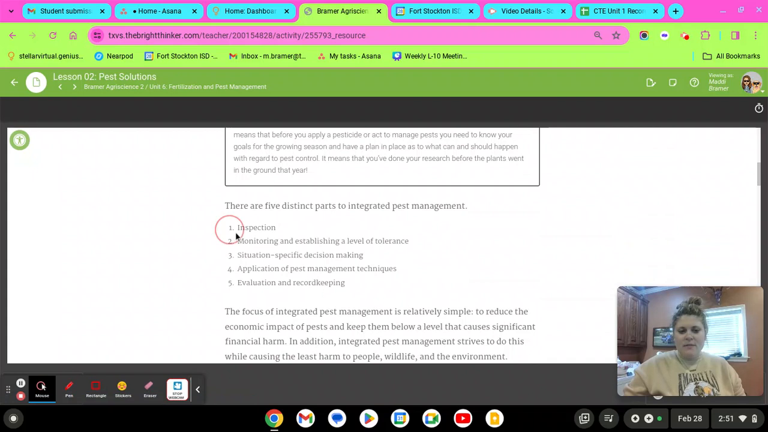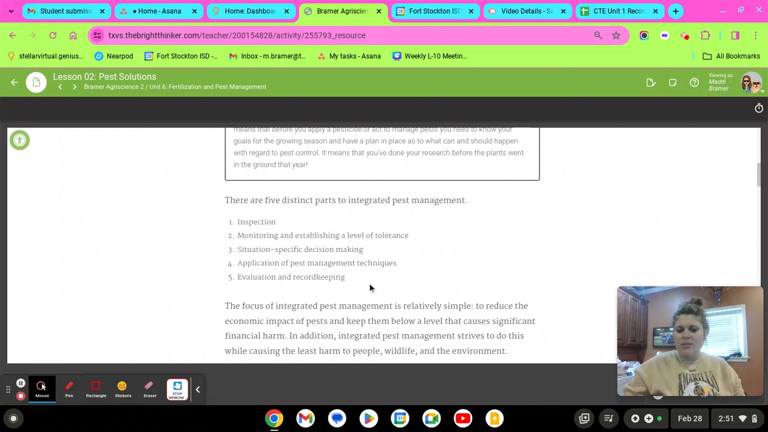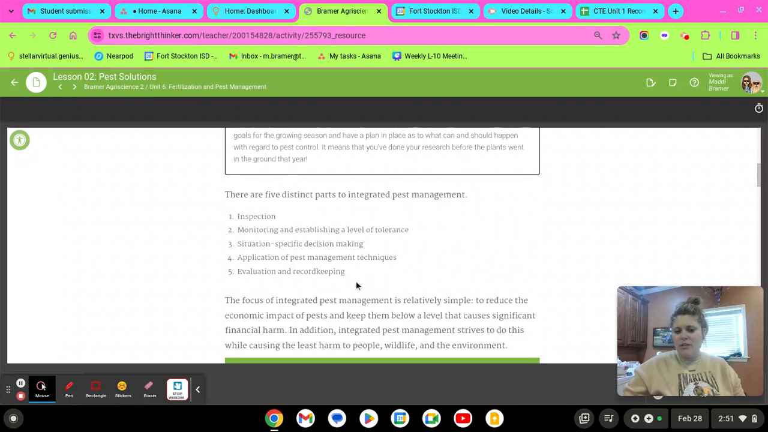So here are the 5 different parts: inspect, monitor and establish a level of tolerance, situation specific decision making. So we're going to decide what to do, application of pest management technique, evaluation, and record keeping.